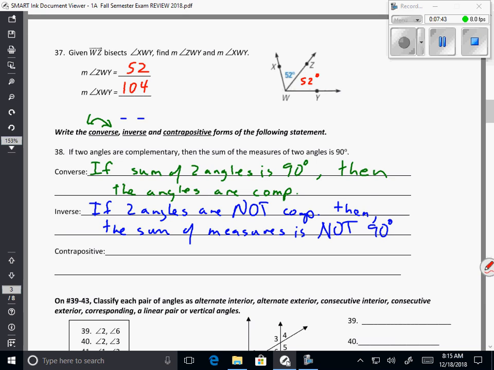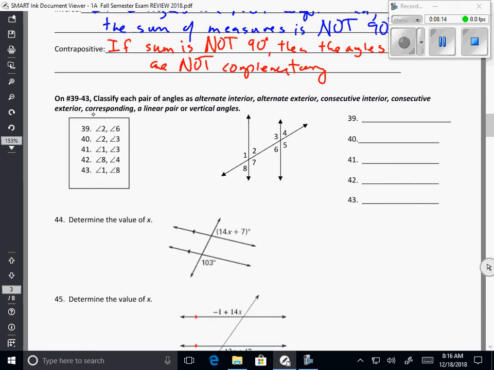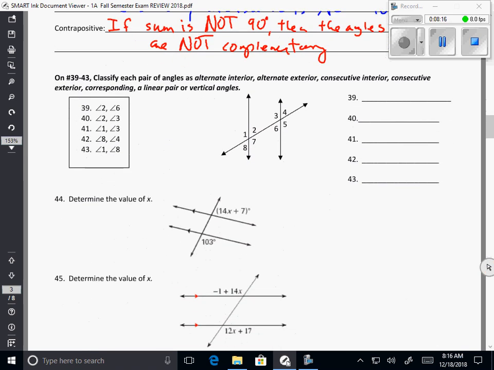And then for the contrapositive, you're going to switch them and negate them. If the sum is not 90 degrees, then the angles are not complementary. All right.